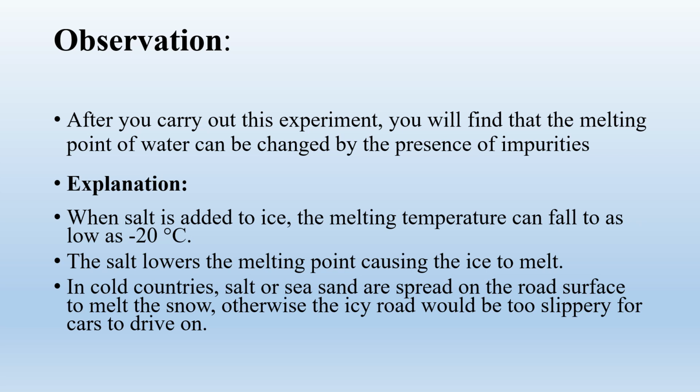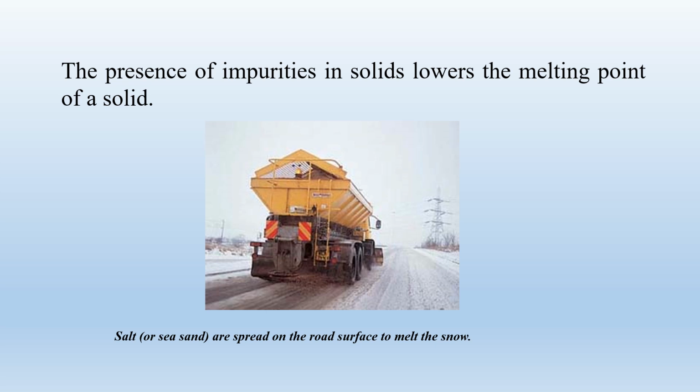Explanation. When salt is added to ice, the melting temperature can fall to as low as -20 degrees Celsius. The salt lowers the melting point, causing the ice to melt. In cold countries, salt or sea sand are spread on the road surface to melt the snow, otherwise the icy road would be too slippery for cars to drive on. The presence of impurities in solids lowers the melting point of a solid.